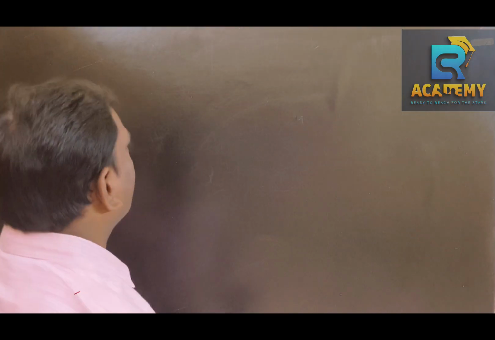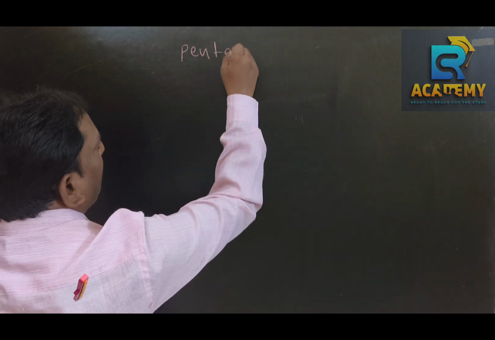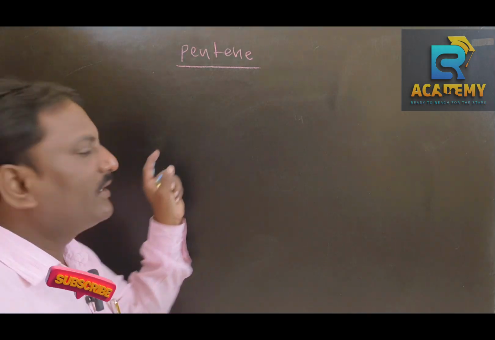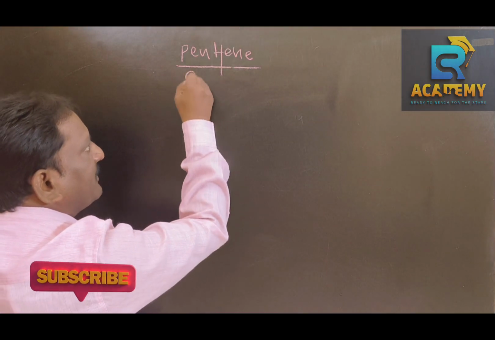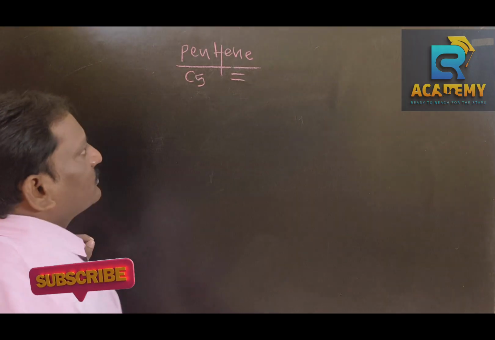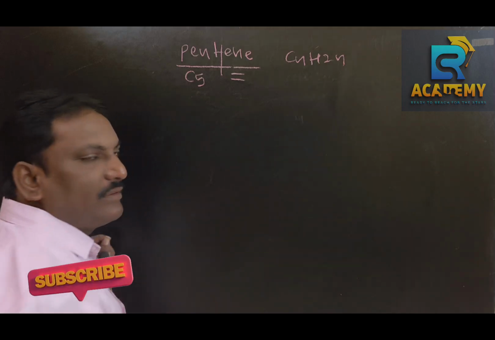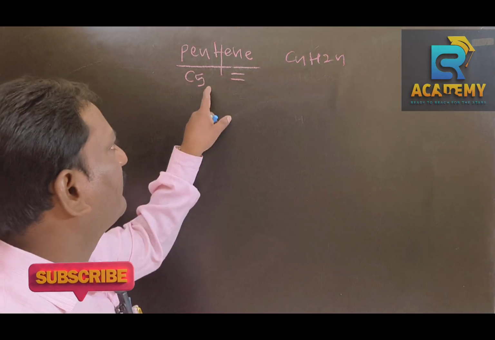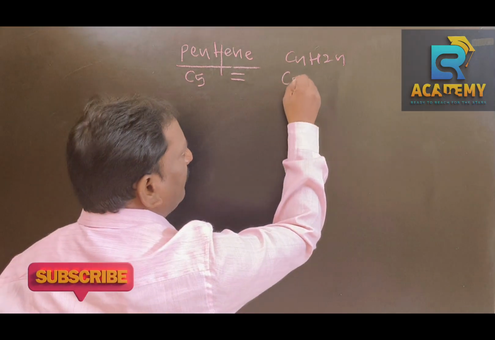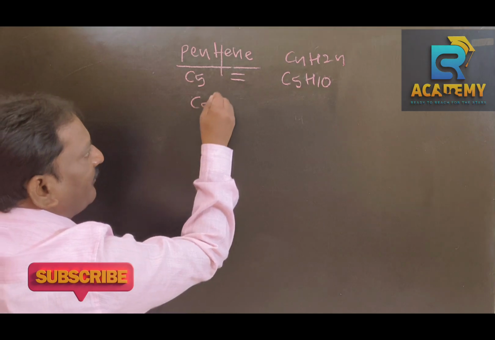Next one is pentene. So divide the name into two parts. Pentene. Pent means five carbons. Ene means at least one double bond between carbon and carbon. So general formula CnH2n. Here n equals the number of carbon atoms. According to the given question, n will be 5. C5H10. The chemical formula of pentene is C5H10.